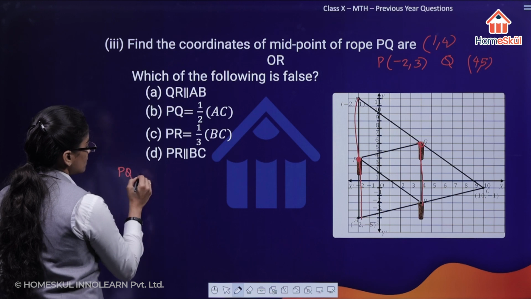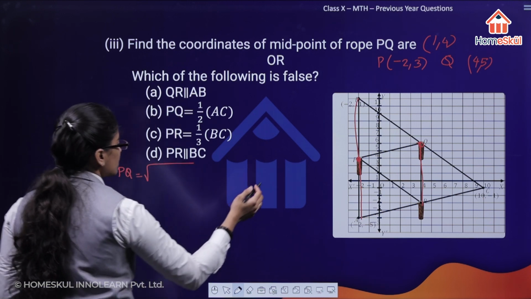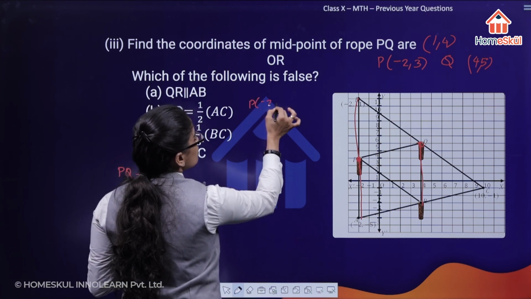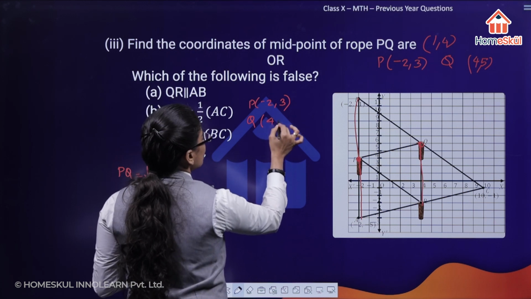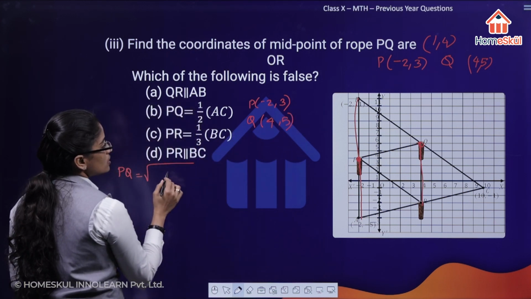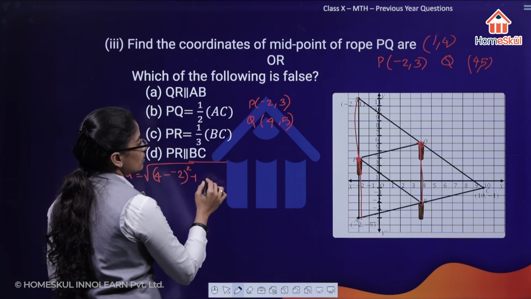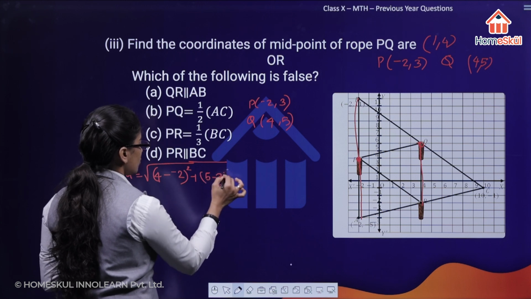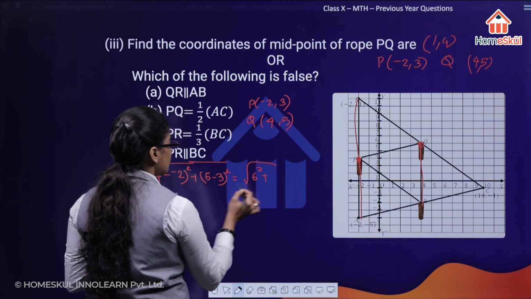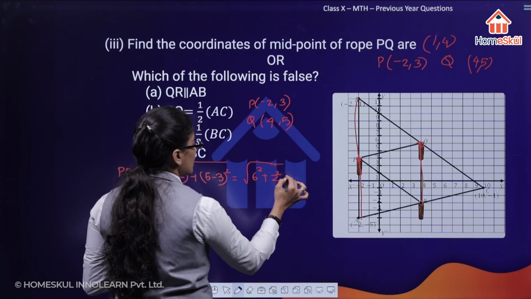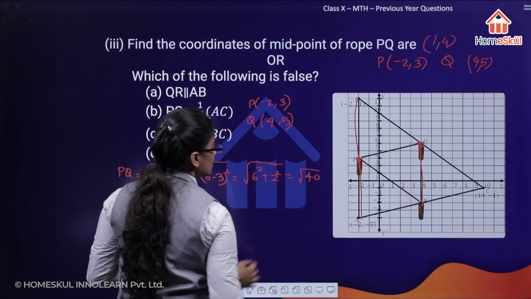Distance PQ is equal to the root of (x2 - x1)² + (y2 - y1)². P is (-2, 3) and Q is (4, 5). That means (4 - (-2))² + (5 - 3)², which is equal to 4 + 2, it is 6. So 6² plus (5 - 3), it is 2². There we are getting 36 + 4. So the root of 36 + 4 is root 40, isn't it?